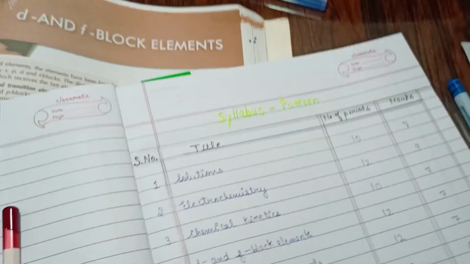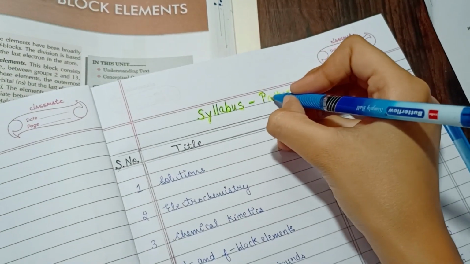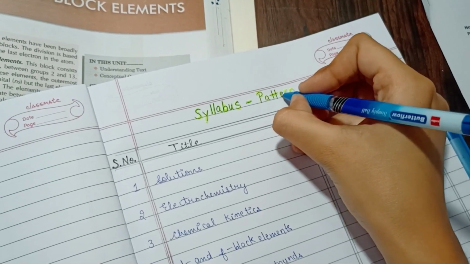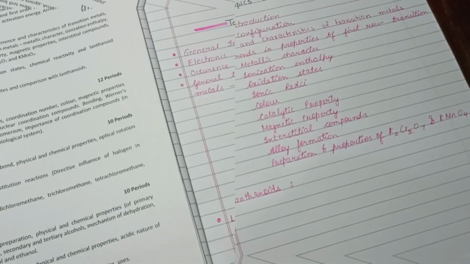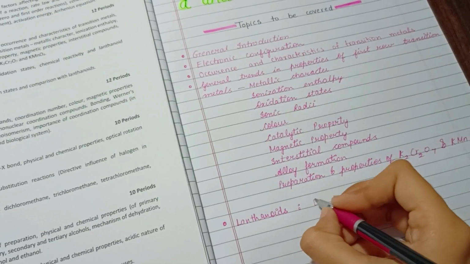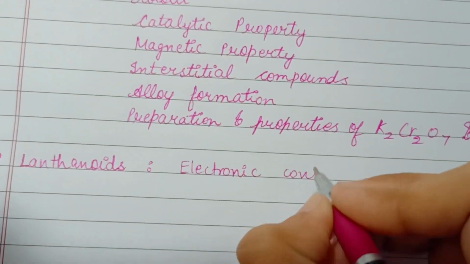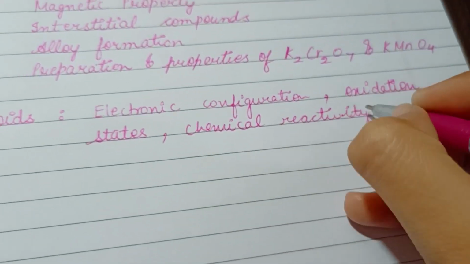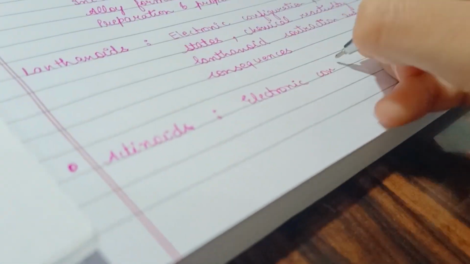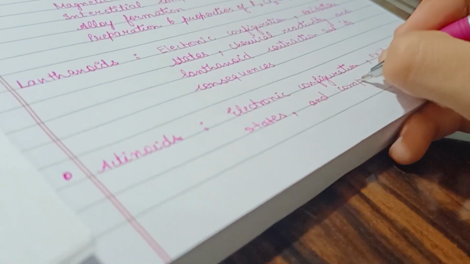If I talk about how much of my syllabus I have completed right now, let's talk about chemistry first. I have completed the chapters Solutions, Electrochemistry, and D and F Block Elements. So these three are the chemistry chapters that I have completed recently.